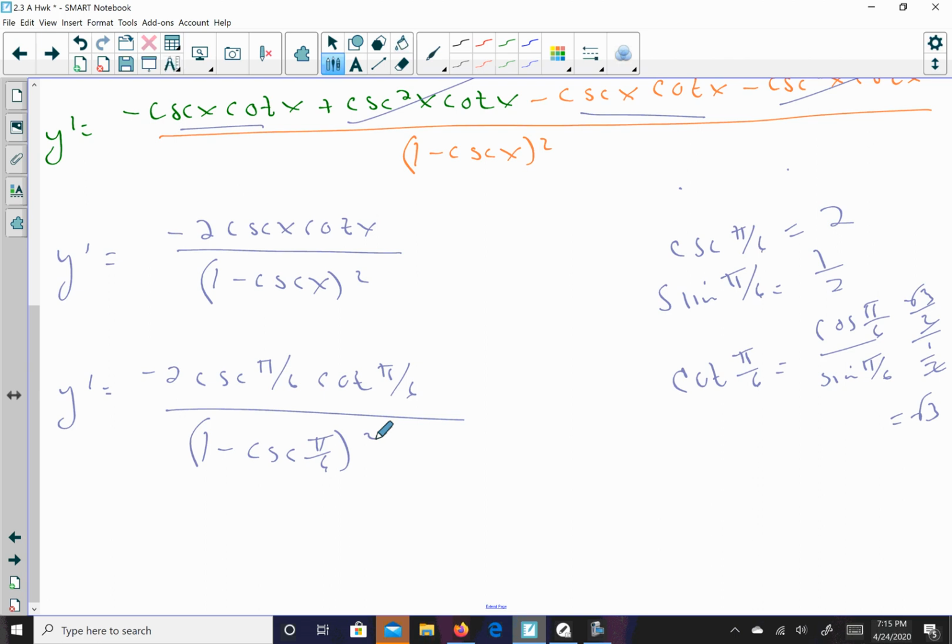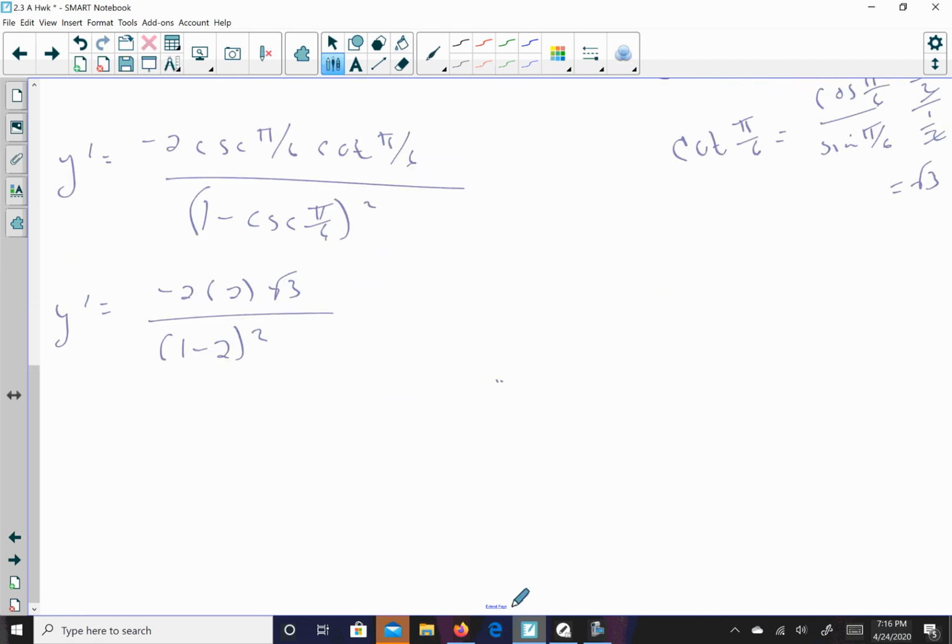So what does that mean, you ask? Well, let me tell you. This is negative 2. The cosecant of pi over 6 we said was 2. The cotangent of pi over 6 we said was the square root of 3. Then this is 1 minus the cosecant of pi over 6, which we said was 2, and this is squared. So multiply my numerator, that will be negative 4 times the square root of 3, and this is all over negative 1 squared, which will just be 1.